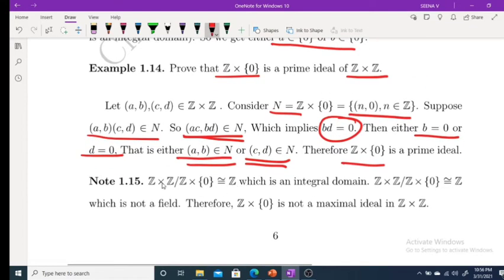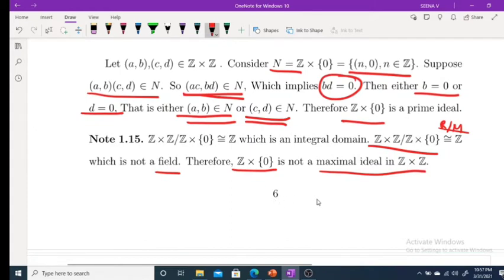Now what about (Z × Z)/(Z × {0})? This is isomorphic to Z, which is an integral domain. Okay, therefore (Z × Z)/(Z × {0}) is isomorphic to Z, which is not a field. Therefore, Z × {0} is not a maximal ideal in Z × Z. We have a result: if R/M is a field, then M is a maximal ideal. Therefore, Z × {0} here: R/M is isomorphic to Z, that is an integral domain, that is not a field. Therefore, Z × {0} is not a maximal ideal in Z × Z.